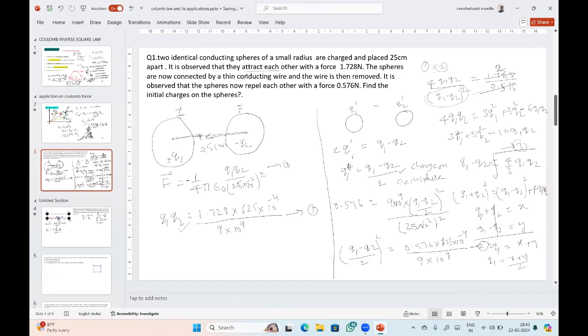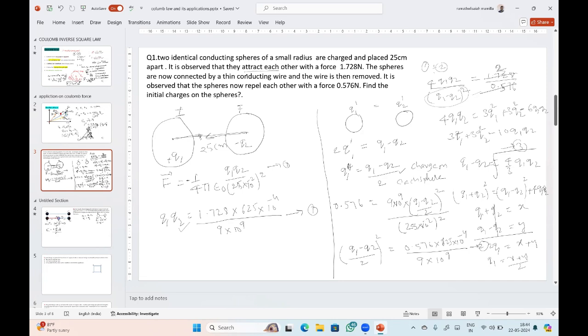Next they have given that the spheres are now connected by a thin conducting wire. A conducting wire means it will transfer the charge, and then it is removed. The distance between them is not changed. They are removed now. So now the charge on these two spheres will be rearranged, according to charge transferability. So what do I have to find out now? How much charge is there on these two spheres? That is Q1 dash and Q2 dash.